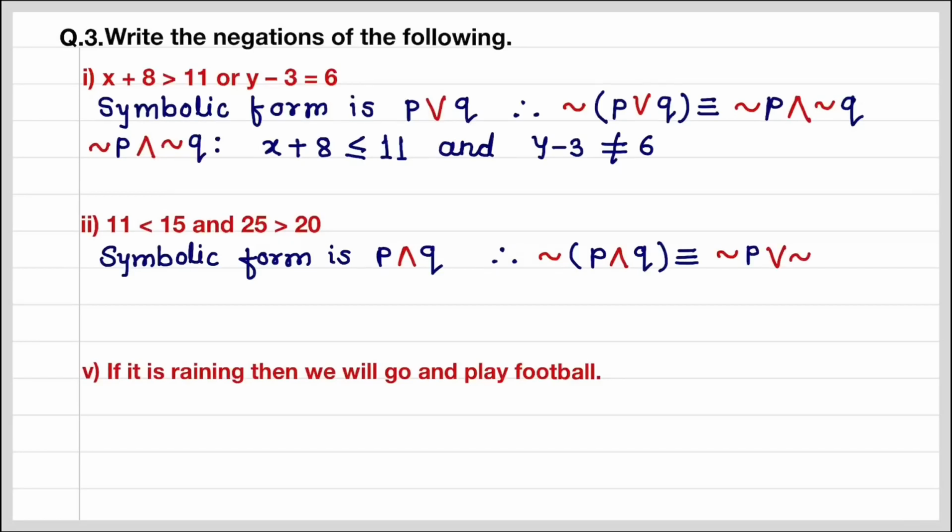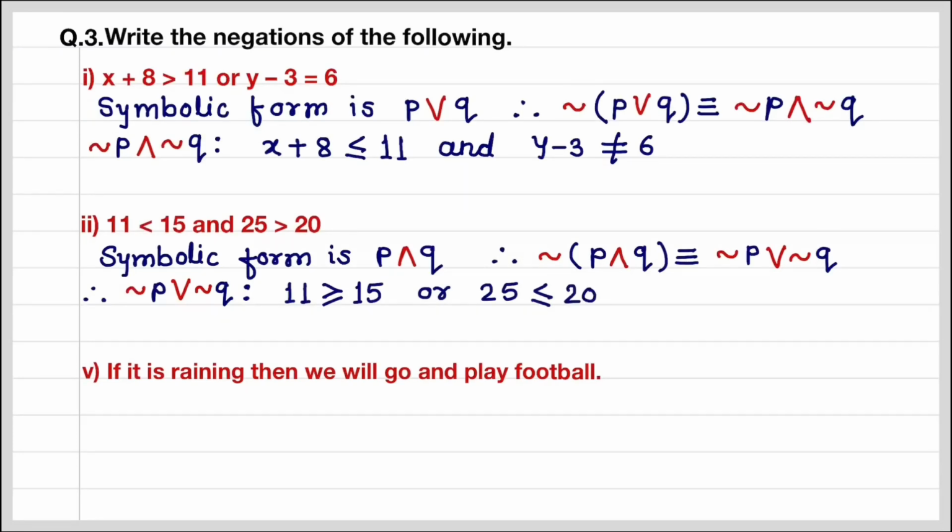Write the negation. First statement is 11 is less than or equal to 15. Its negation is 11 is greater than 15. Now we have to use the logical connective OR. Then second statement is 25 is greater than 20. Its negation is 25 is less than or equal to 20.